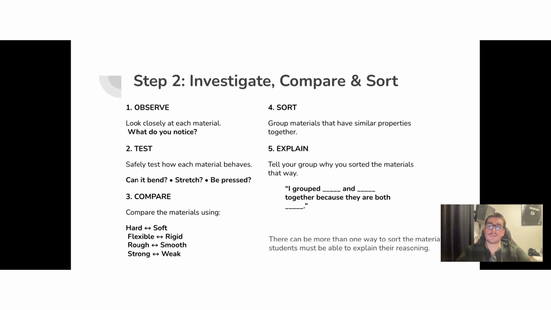Students will compare the materials and begin sorting them based on shared properties. For example, they might place materials that bend together and materials that remain rigid together. An important part of this activity is that there isn't necessarily only one correct way to group everything. The focus is on whether students can use an observed property to justify their decision.